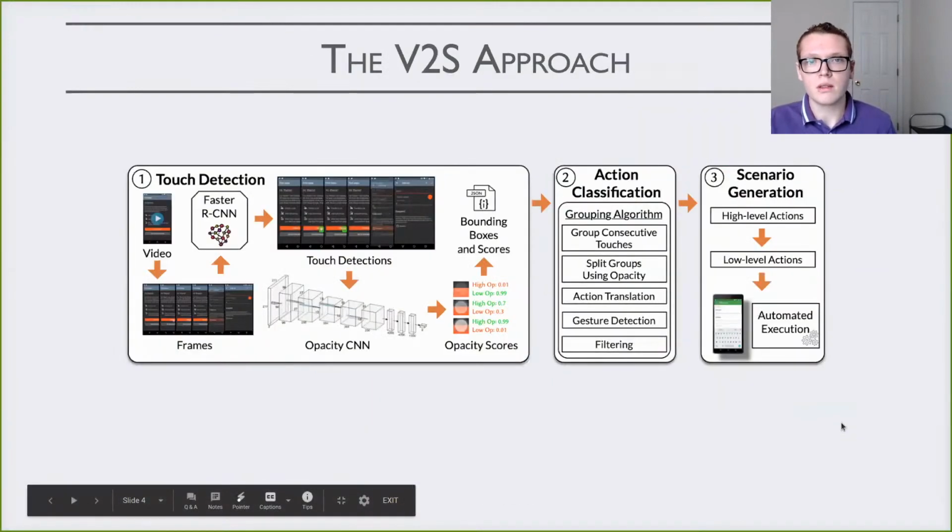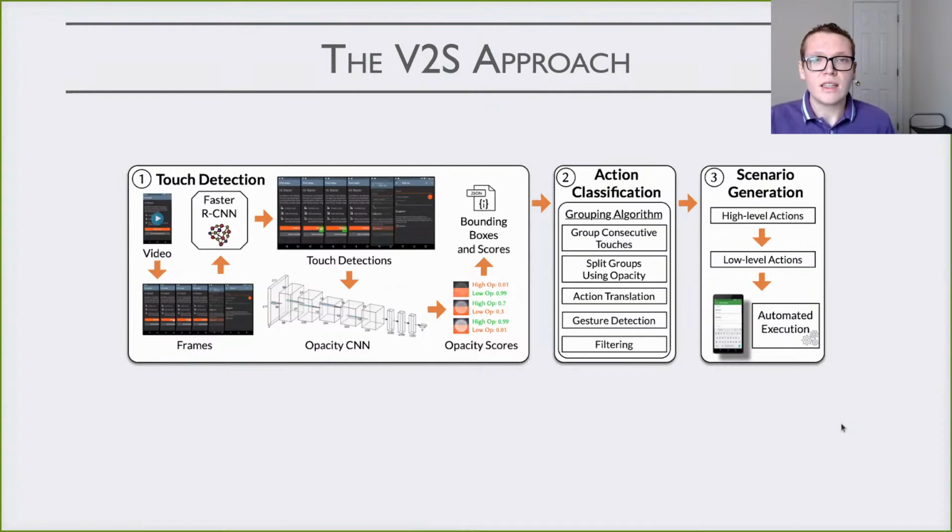That's where V2S comes in. V2S stands for Video to Scenario, and it's an approach that takes a video of mobile app usage and generates a replayable script that can be rerun on a physical device or emulator that replays the exact steps present in the video. V2S has 3 phases.